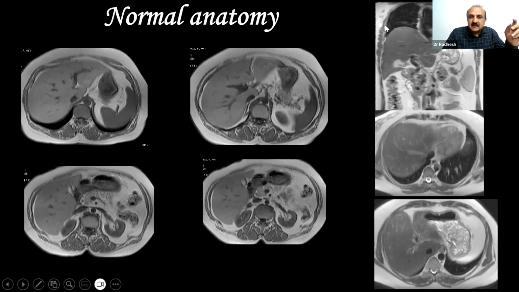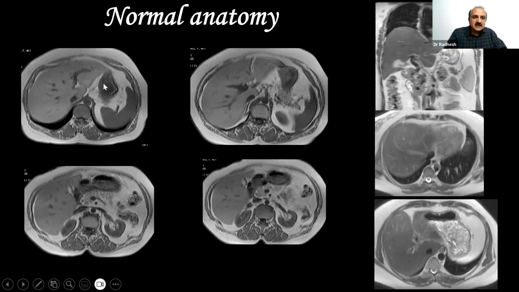Now we look at this here, the lungs. The lungs are looking black. Now, why is the air black? Air is black because it does not contain enough number of hydrogen protons. That is all the explanation is. Air does not contain enough number of hydrogen protons. That is why it looks black on MR, like CT. CT also, it looks black. MR, it looks black. Now, this is the stomach.